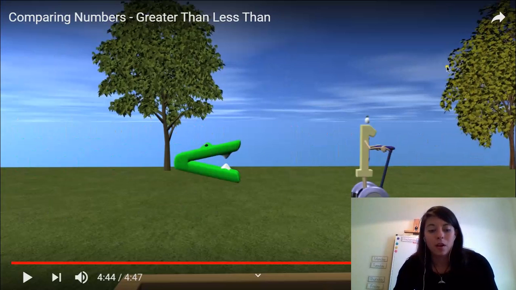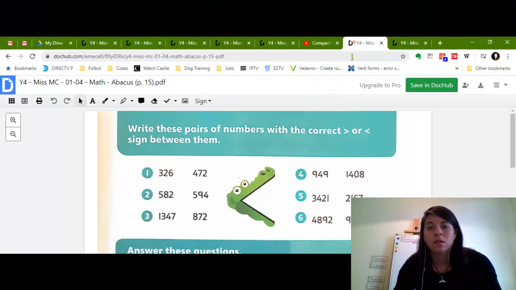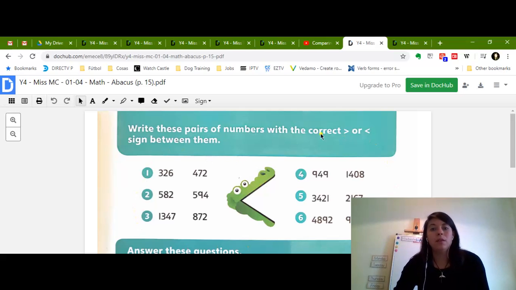Okay, guys. Now that I hope that you understood this part, we're going to go and do our own little worksheet here. So what we have is a worksheet from our Abacus book, and I put it nice and big so that you guys can see the first part. Now I'm only going to do the first 3 exercises with you, practicing the method of the crocodile for the bigger and smaller numbers. It says, write these pairs of numbers with the correct symbol or sign between them.